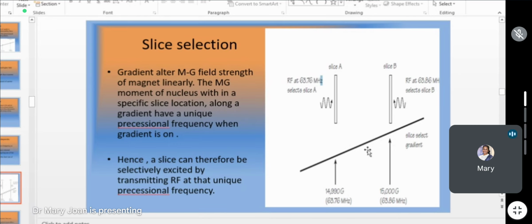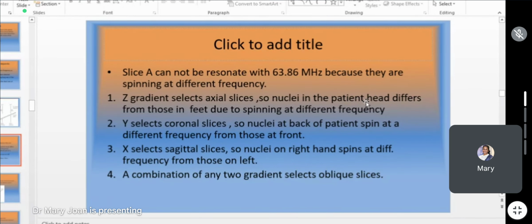So the gradient is applied. Each nucleus has a unique frequency, and an RF is applied at the same frequency as the frequency of the nuclei. Slice A cannot resonate with 63.86 MHz because they are spinning at a different frequency.